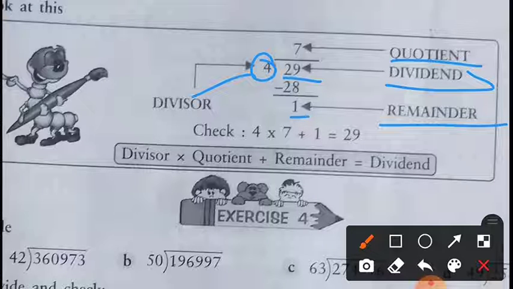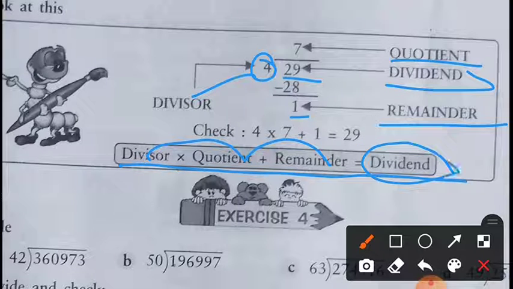Suppose you have divided two numbers and you want to check whether your answer is correct or not. You have to apply this formula to check your answer. If you multiply the divisor with the quotient and then add the remainder to their product, and it results in the dividend, that means your answer is definitely correct.